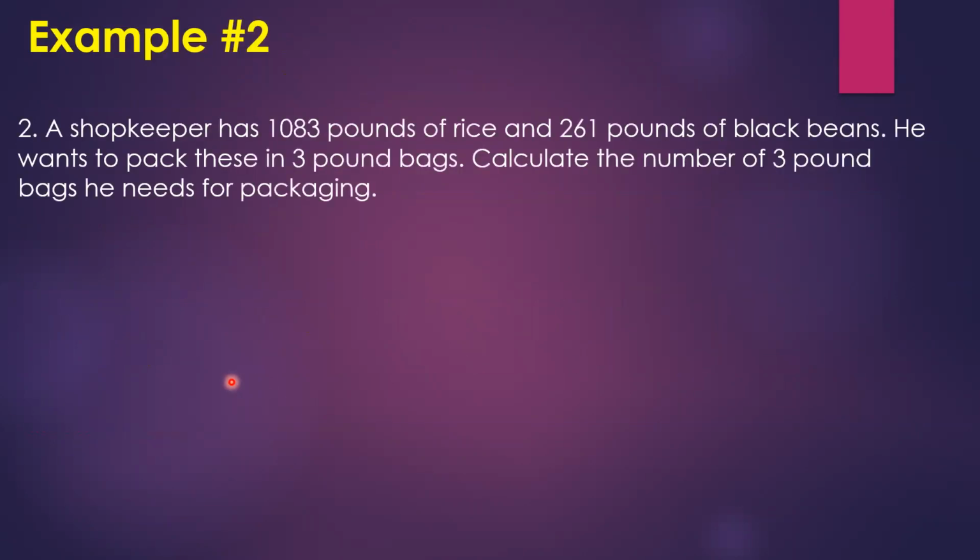Let's go on to example number 2. Gianna, can you read example number 2, please? A shopkeeper has 1,083 pounds of rice and 261 pounds of black beans. He wants to pack these in 3-pound bags. Calculate the number of 3-pound bags he needs for packing. Very good. So what do you think we're gonna do to get our answer, Gianna?